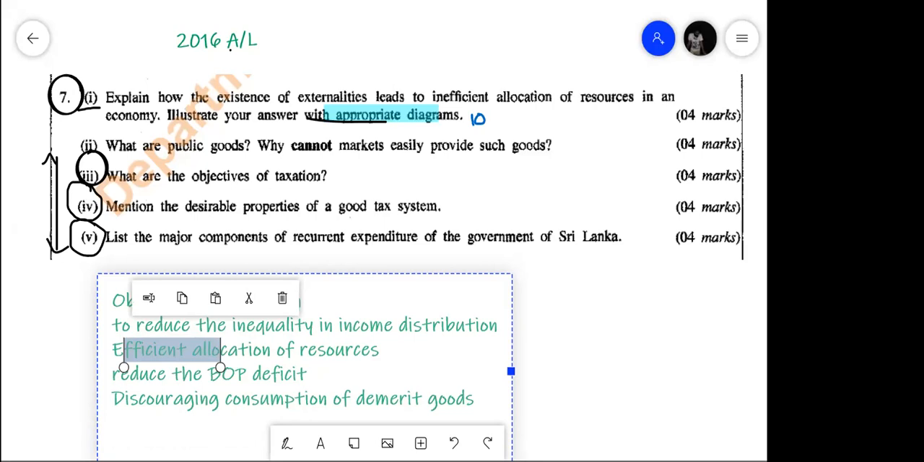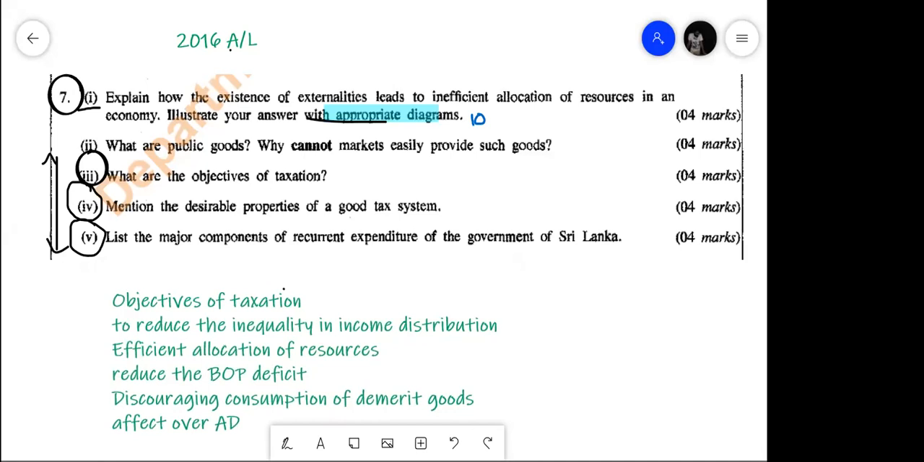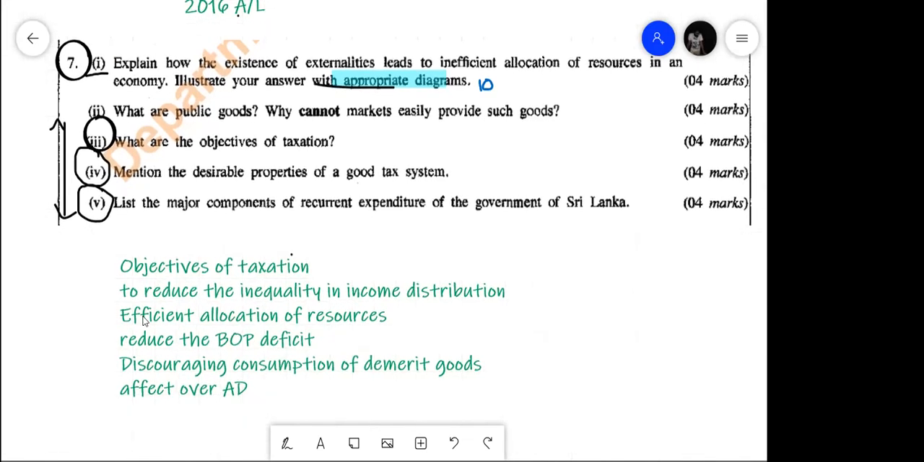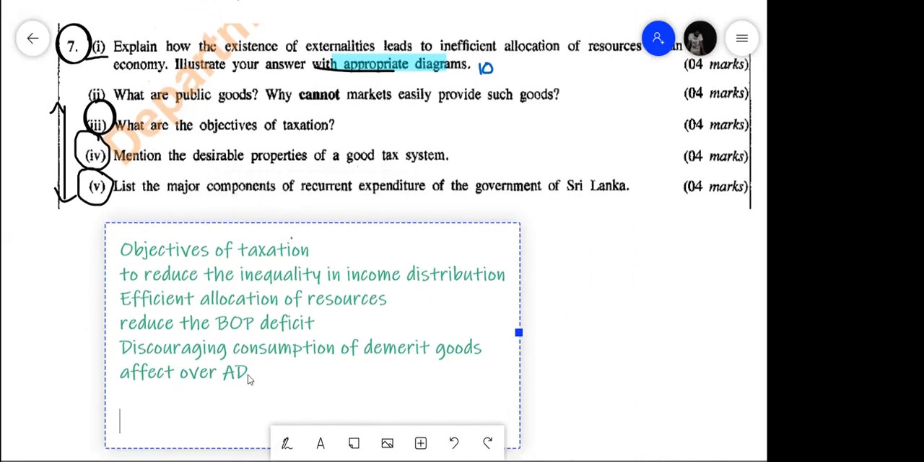Guys, you can talk about government revenue. Okay, to affect aggregate demand, to control aggregate demand, to raise government revenue, because otherwise where are you going to get the money for all the government expenditure? So you can put in some points. Other answers also, which I did not talk about mainly, right? You all can write.